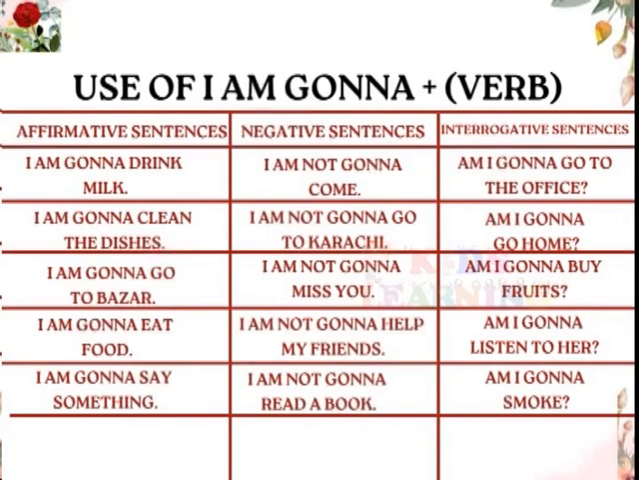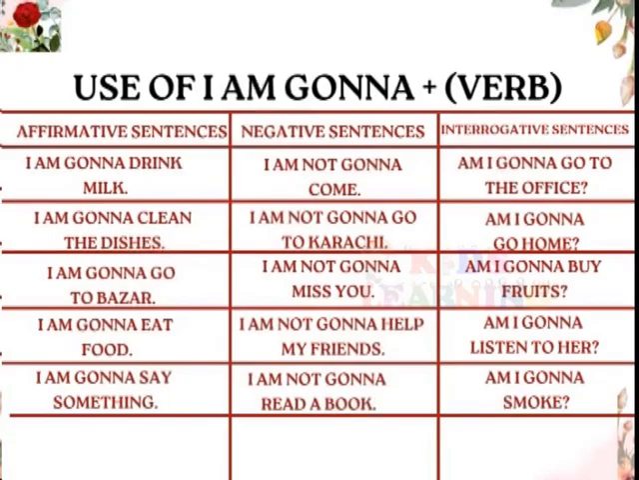Use of I am gonna, verb. Affirmative sentences. Negative sentences. Interrogative sentences. I am gonna drink milk. I am not gonna come. Am I gonna go to the office? I am gonna clean the dishes. I am not gonna go to Karachi. Am I gonna go home?